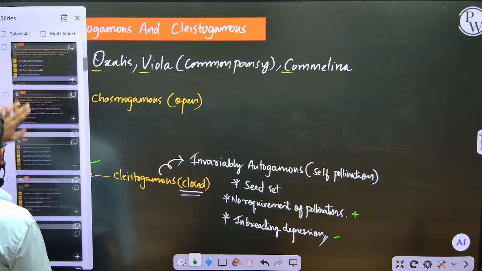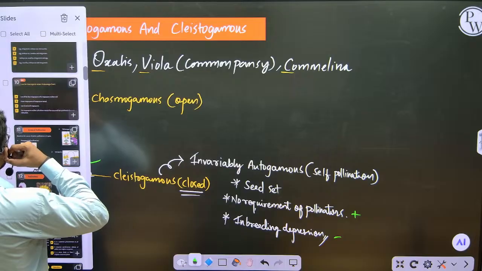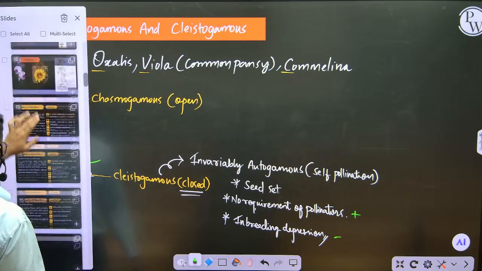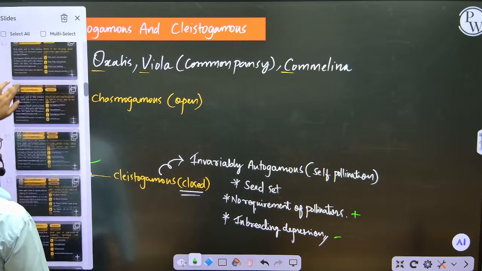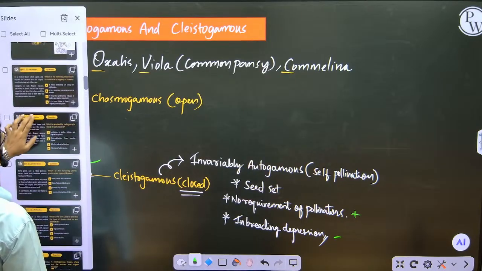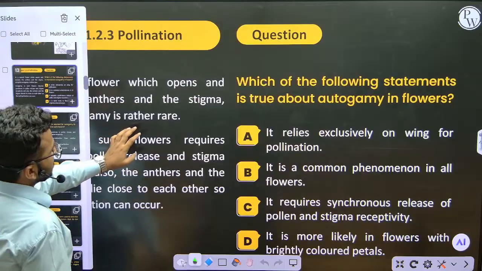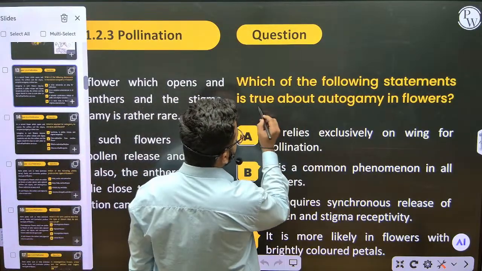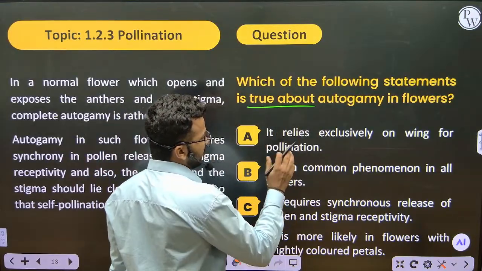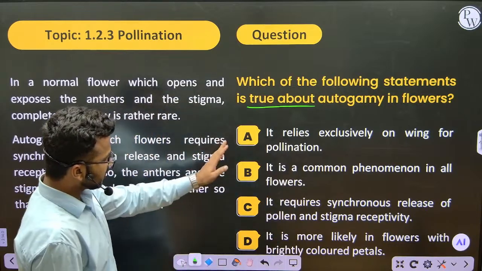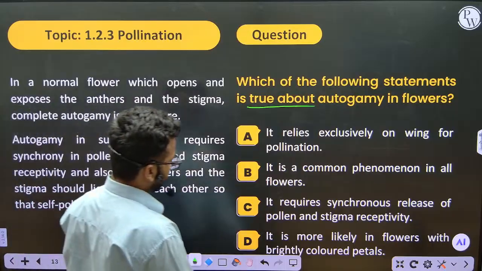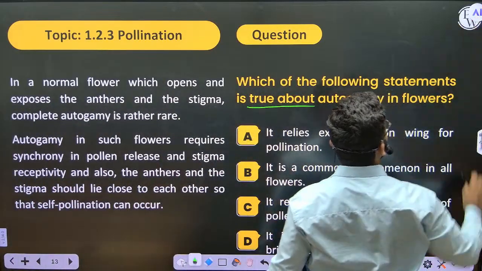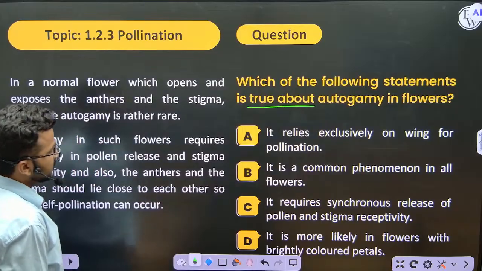So are there any questions? Let me check on this. Yes, there are many. We will discuss only 2-3 questions and we'll go further. Which of the following statements is true about autogamy in flowers? Just read the question and pick the mark of the appropriate option here.